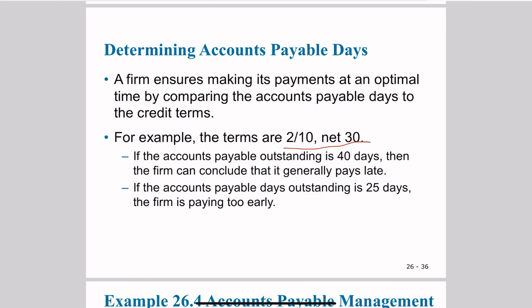And then you will calculate your accounts payable days, and you find out it is 40 days. So this basically means that you're paying your suppliers 10 days late, right? And if your accounts payable days is just 25 days, then it means you're paying your suppliers 5 days earlier, right? So you will adjust accordingly.